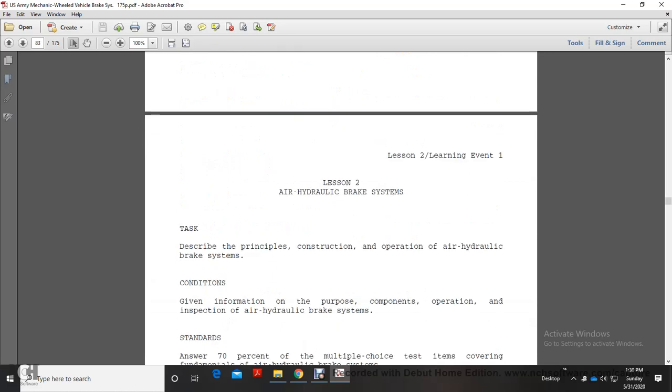Moving on to lesson 2, air hydraulic brake systems.